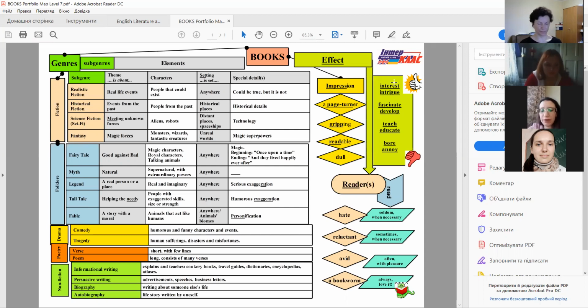Personification. Giving of human features to animals or other phenomena of nature. Yeah, so people are not people, but animals. So animals act like people and they do all characteristics of people. Good. Okay. Yeah. Marin, tell about drama.